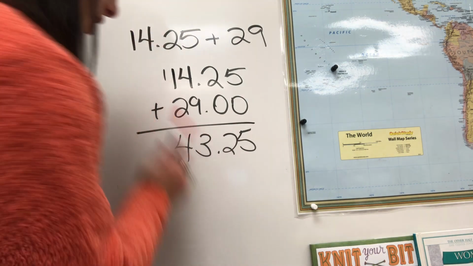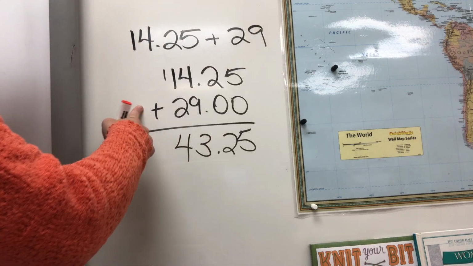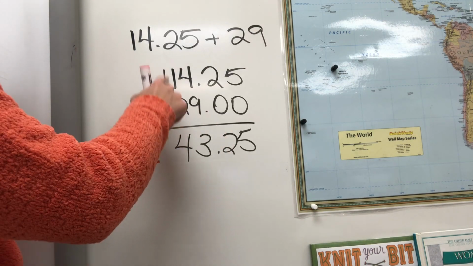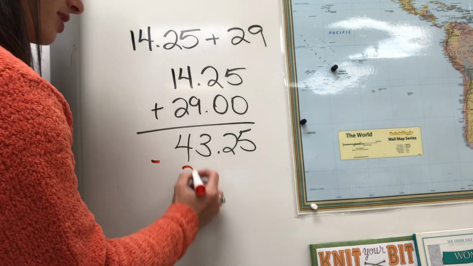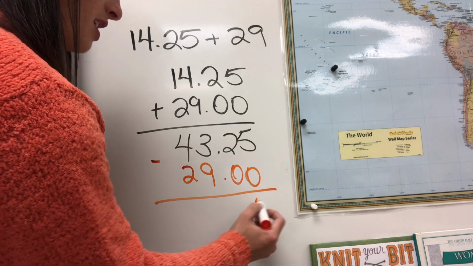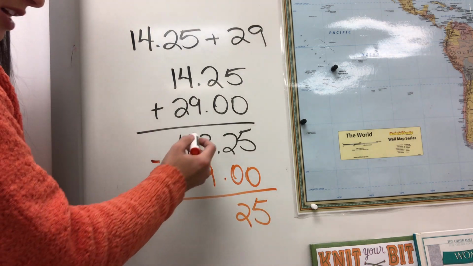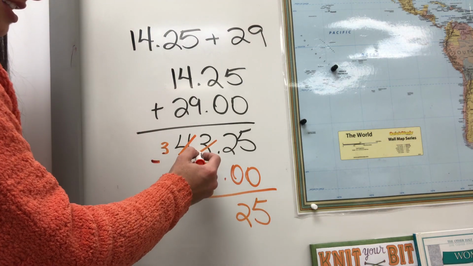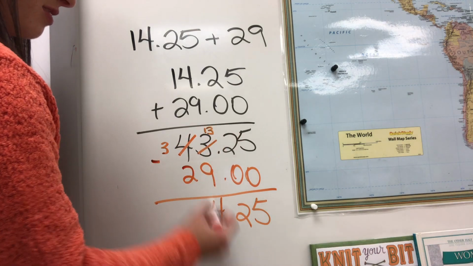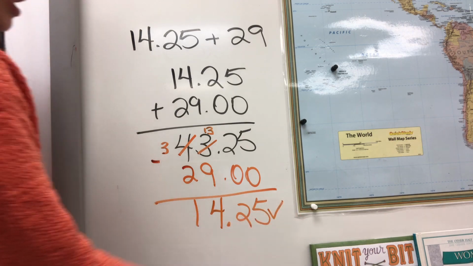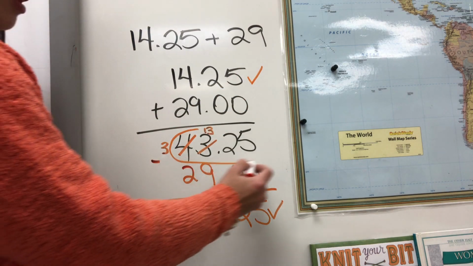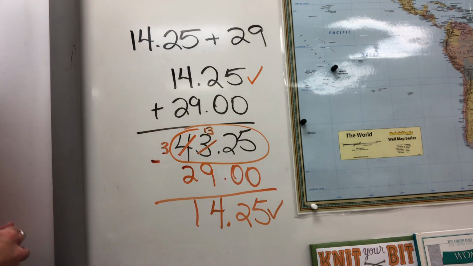Now, similarly to when you subtract, you can check addition with subtraction because they're inverses. So my answer minus this number should give me this number. So let's take 29 from 43 and 25 hundredths, and I get 5, 2. Can't take 9 from 3, so this 4 becomes a 3. It gives that 10 to this 3, which becomes 13. This is 4, and this is 1. So 14 and 25 hundredths matches 14 and 25 hundredths, and I know that the sum of 43 and 25 hundredths was the correct answer.